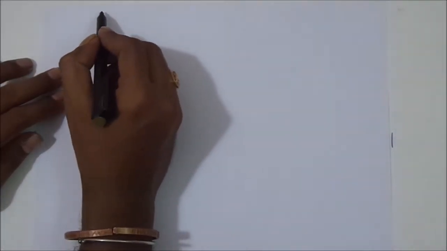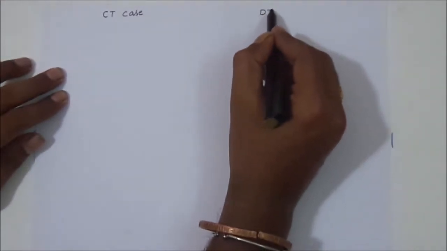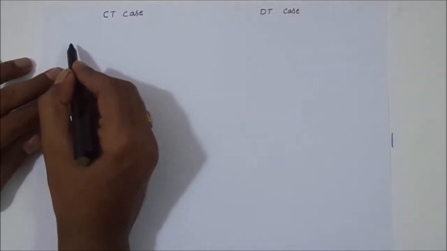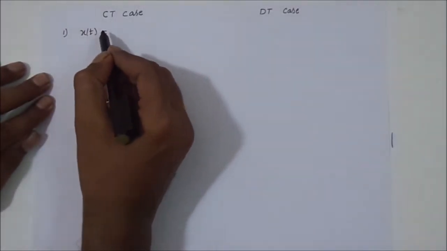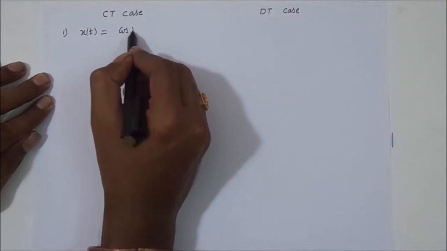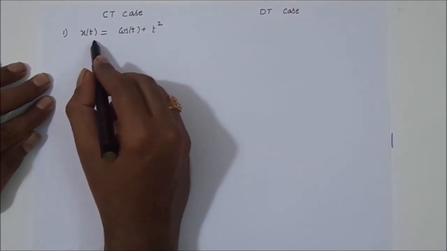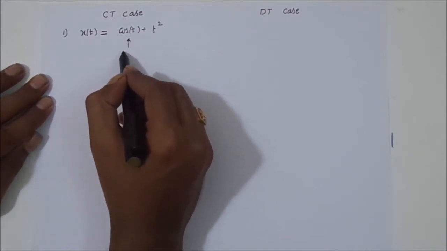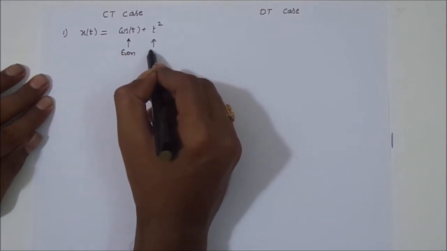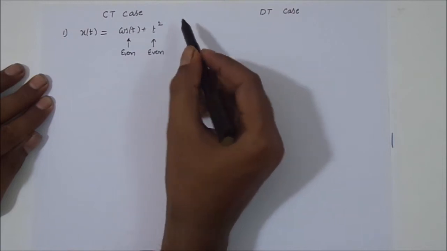First, here let us say we are talking about the continuous time case, and here we are talking about, let us say, the discrete time case. So the first example I take for the continuous time case is x of t equal to cos t plus t square. So what is it that we have taken? We have taken x of t to be equal to cos t plus t square. This signal is an even signal and this signal is an even signal. So you are adding two even signals, so obviously the resulting signal will be an even signal.